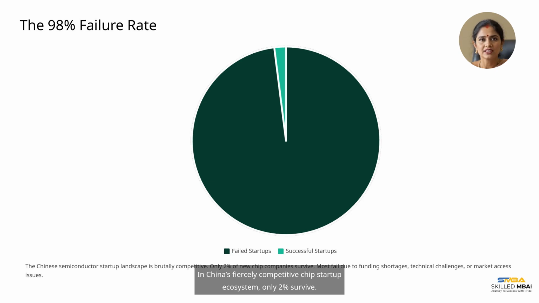In China's fiercely competitive chip startup ecosystem, only 2% survive. Failures occur due to lack of capital to endure long development cycles, technical barriers such as failed designs or unmet performance benchmarks, and inability to access key markets or components. LeapFive must execute flawlessly across technology, funding, and go-to-market strategies to defy these odds.